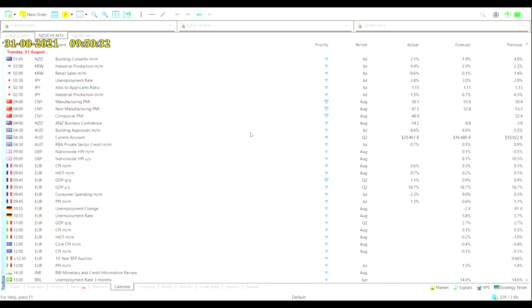Here's most of our economic calendar. I say most because we can't actually fit it all on one screen. There has been quite a considerable amount going on today. Not going to be able to touch on everything, but let's skim through some of them.